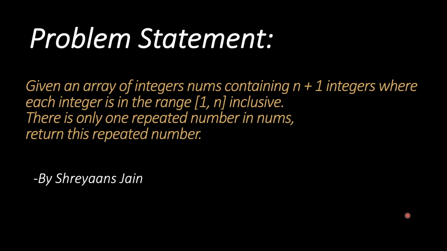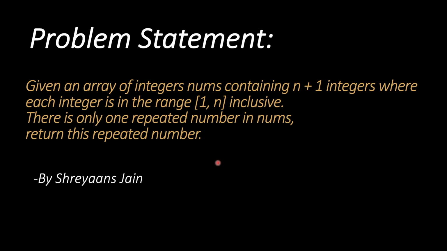So let's see our problem statement. We have an array of integers nums. Our integer array name is nums and it contains n plus 1 integers, where each integer is in the range 1 to n. What does it mean? It means that every element of the array is in the range 1 to n and there is only one repeated number in the nums array, and we need to find the repeated number.